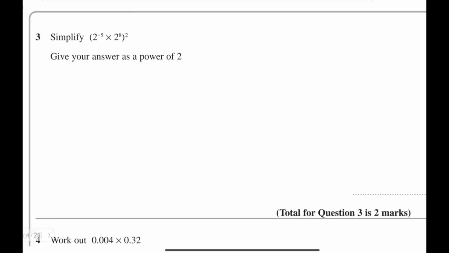Question 3. Simplify 2 to the power of -5 times 2 to the power of 8, all in bracket to the power of 2. So this is laws of indices. By the law of indices, x to the power of a times x to the power of b equals x to the power of a plus b.